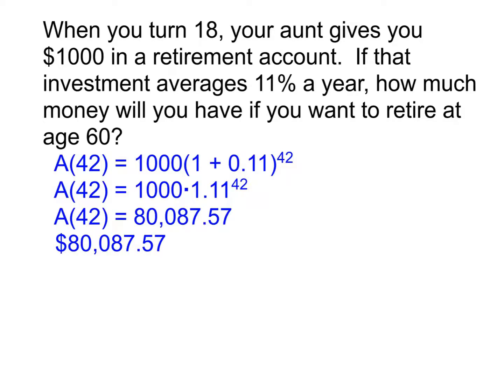But in year 2, I made more interest than that because in year 2, I gained 11% of the original 1,000 plus that interest from the first year. So I got interest on my interest. And then the third year, you get interest on the interest on the interest. And it keeps on growing and growing.